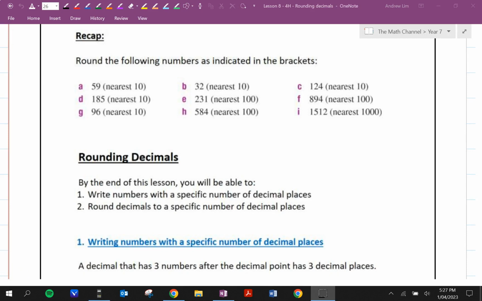In this video, we're going to be looking at rounding decimals. So by the end of this lesson, you'll be able to write numbers with a specific number of decimal places and round them to a specific number of decimal places.